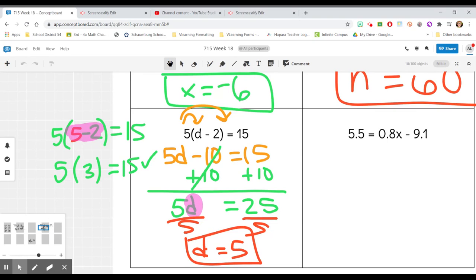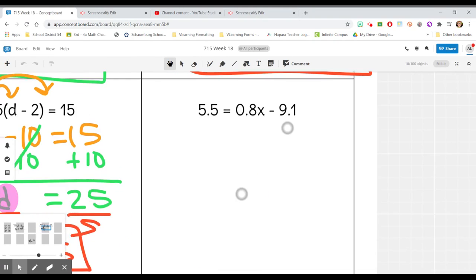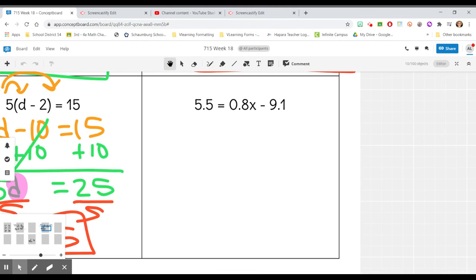Now we see decimal coefficients, and we see the variable on the right. It makes no difference if your variable is on the right or the left. You still want to get rid of any addition or subtraction first. So we're going to get rid of this minus 9.1 by adding 9.1 to both sides.